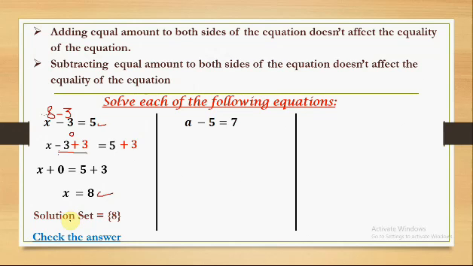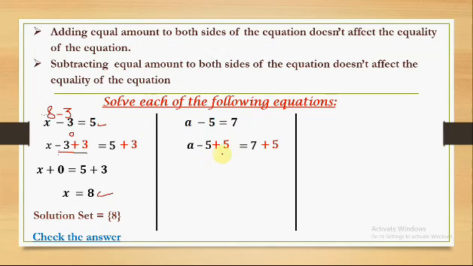Let's see another one. a minus 5 equals 7. Our unknown, or our variable, is a, and 5 and 7 are the constants. What is the problem here? The problem is the minus 5 beside the a. So, a minus 5, what will we do? Add 5 to both sides. Add the 5 to the right and to the left.